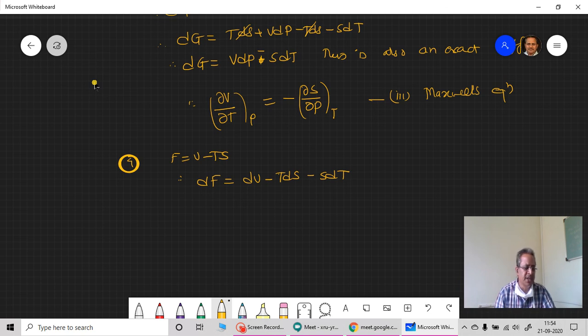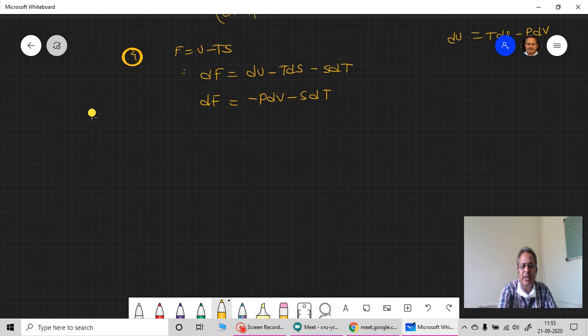Again we can use our first relationship. See what the first relation was, dU is equal to TdS minus PdV, or if I take dU minus TdS on this side, this will become minus PdV. So I can write this is equal to minus PdV minus SdT. Both the quantities on the right hand side are negative. Okay, and here this dF is also given to be an exact differential.